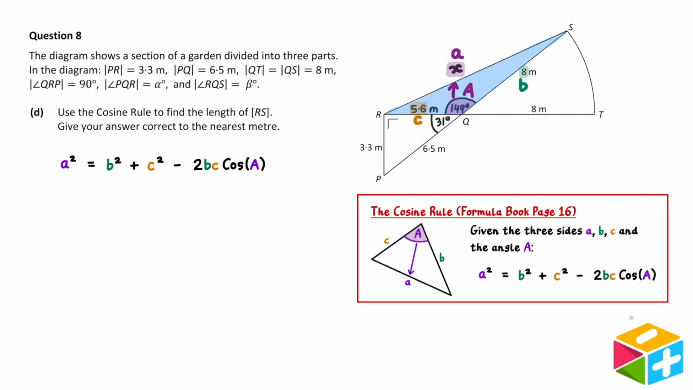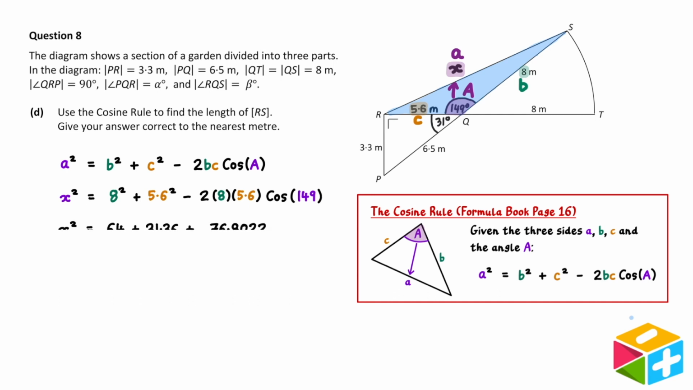Now that we've identified the values for all our letters, let's go ahead and sub into the statement of the cosine rule. From here we can simplify. 8 squared is 64, 5.6 squared is 31.36, and, using our calculator, minus 2 times 8 times 5.6 times cosine of 149 comes out as plus 76.8022.